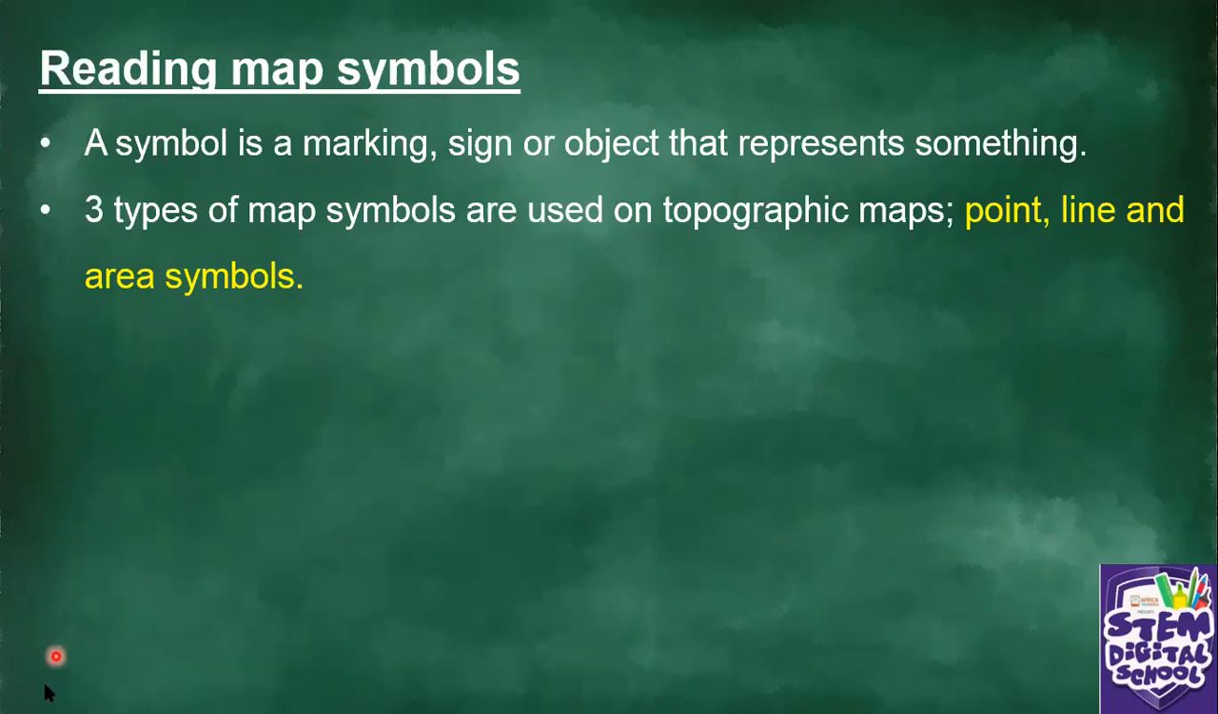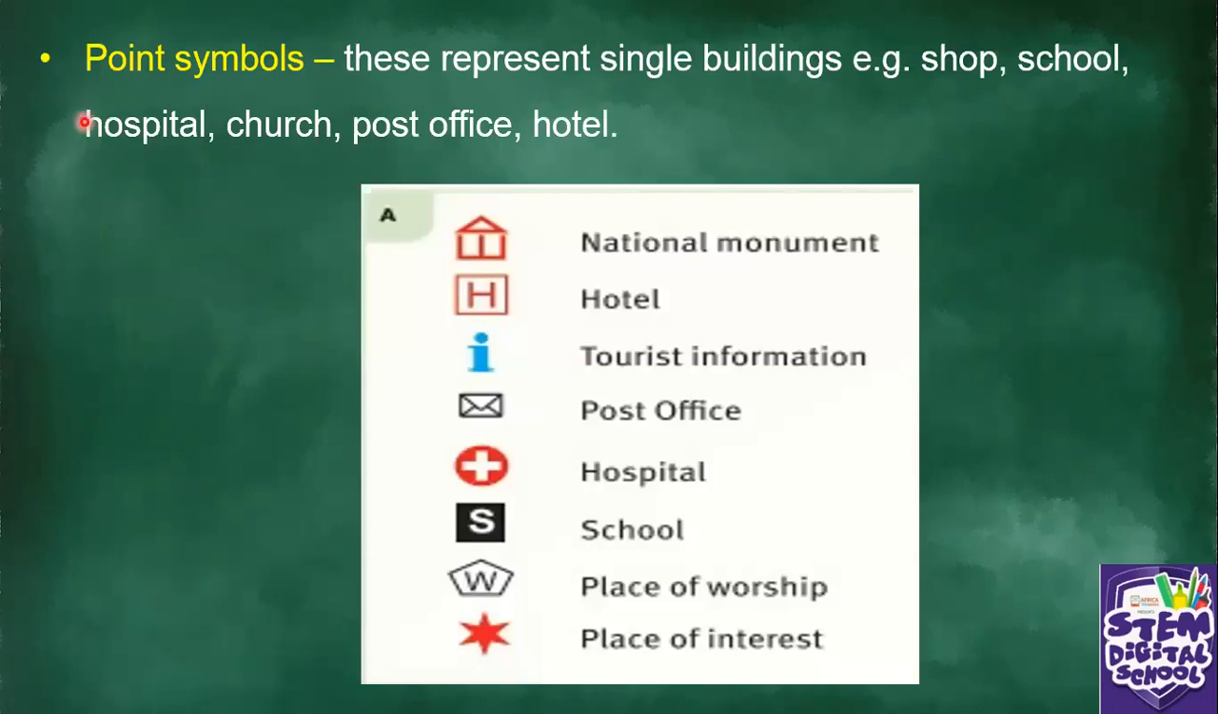So we're going to look in detail how they look. Let's start with the point symbols. These represent single buildings, for example, a shop, a school, a hospital, a church, a post office, a hotel. So they just represent a single building. So the symbol will be in a point form. For example, in this image, you can see the symbols that can be used. You see a national monument, a hotel, tourist information, post office, hospital, a school, place of worship, place of interest. So it depends on the map that you are using. So usually they represent what? Single buildings. Okay.